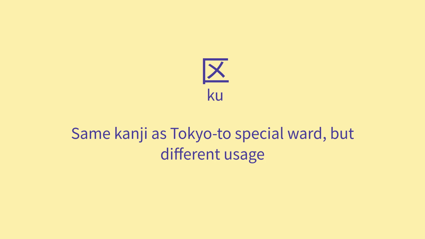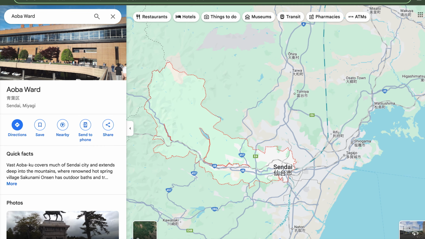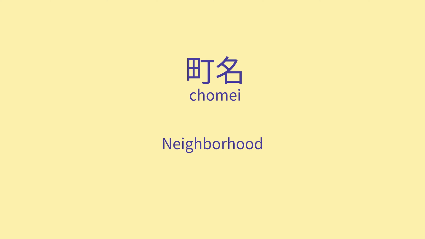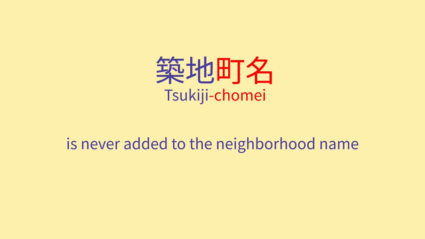These cities are required to create wards called ku within themselves to divvy up government functions even further. An example of this would be Sendaishi's Wakabayashi Ward and Aoba Ward. Finally, we have Chome, or more broadly speaking, the neighborhood. For example, Tsukiji, home of the famous Tsukiji Fish Market, is a neighborhood in Chuo Ward in Tokyo Prefecture. In the case of the neighborhood name, we do not add -chome to the end.